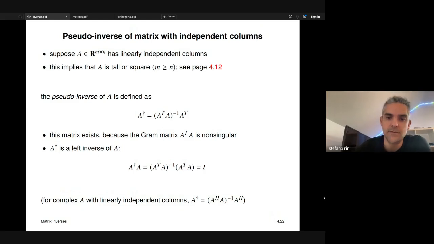Wow, let's see if we believe it. So A dagger A, right? The A is here, the A dagger is there. So you see that you have A transpose and then you multiply by A. But this beautiful object is going to be a square matrix again. This is the inverse of this matrix, so this is equal to the identity. Wow. So the pseudo-inverse A dagger is a left inverse of A. Of course, if we go complex, then nothing changes.